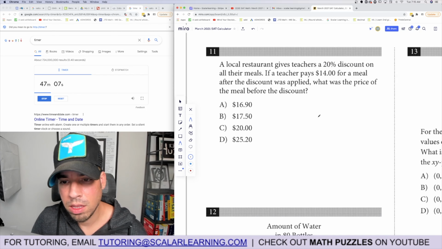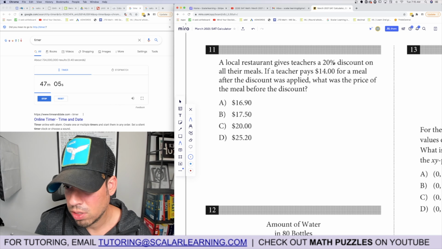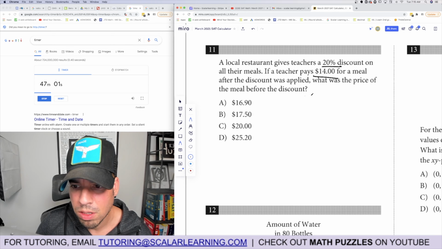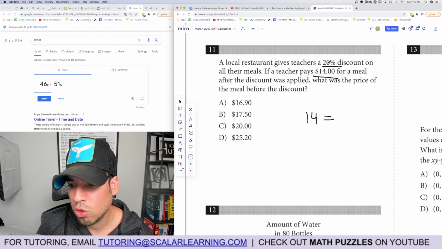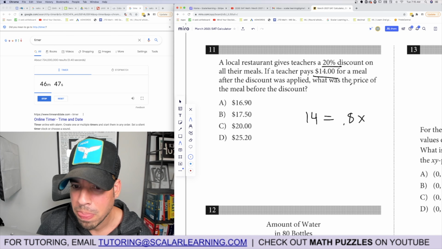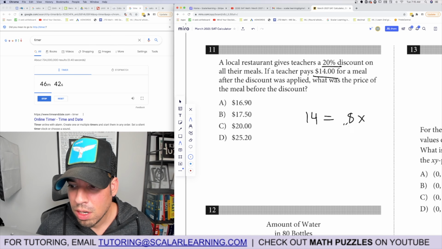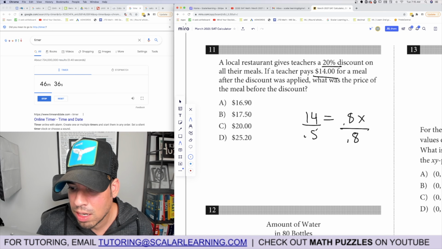11. A local restaurant gives teachers a 20% discount on all their meals. If a teacher pays $14 for a meal after the discount was applied, what was the price of the meal before? So that's a 20% discount, so it's 0.8 of some price equals 14. I'm putting it in an equation because that's how I like to do it. So 80% of some price is the 14 because that's after the discount. To get the original price, I just divide by 0.8, isolate, and we're good to go.